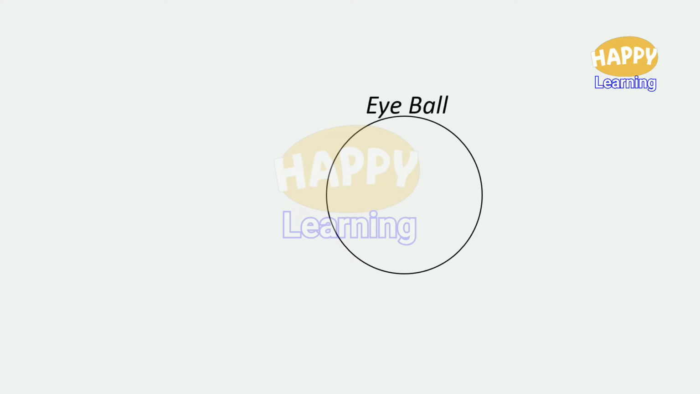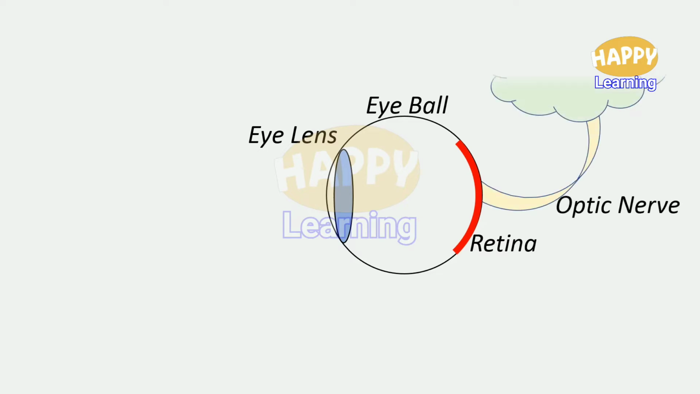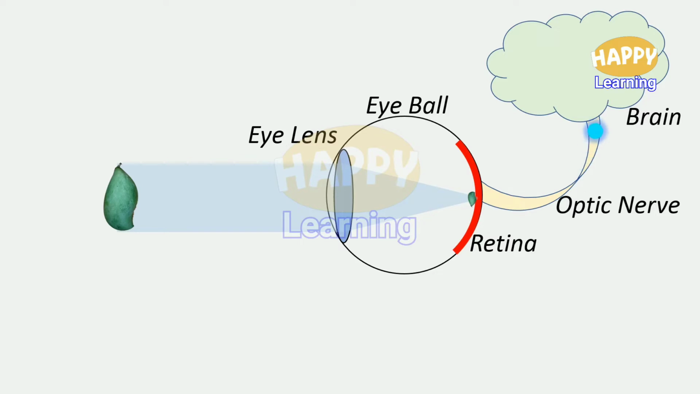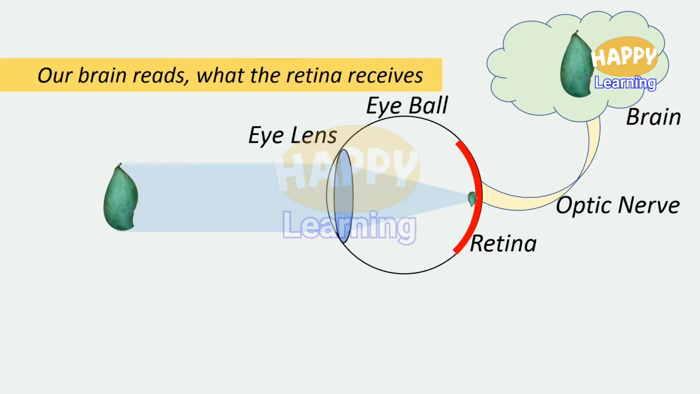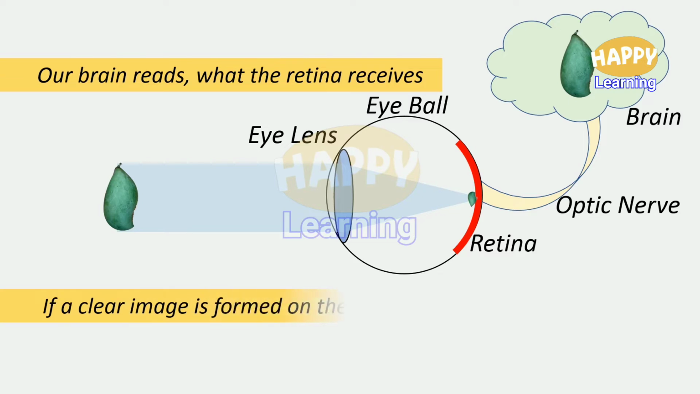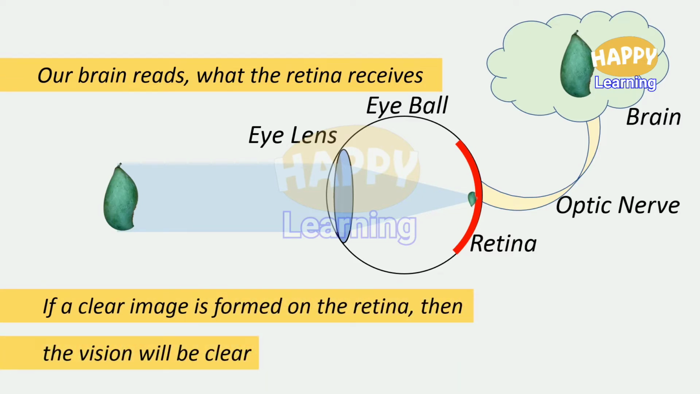This is an eyeball. This is its eye lens, a convex lens, and retina, optic nerve. The optic nerve is connected to the brain. There is an object in front of the eye. The rays coming from the object are converged onto the retina and a signal is passed from the retina to the brain, and the brain reads the picture. Our brain reads what the retina receives. If a clear image is formed on the retina, then the vision will be clear.